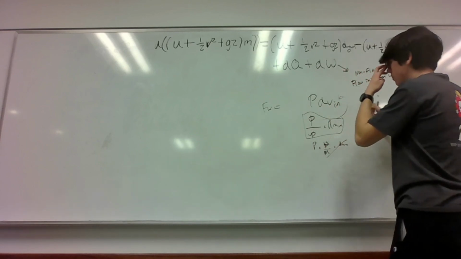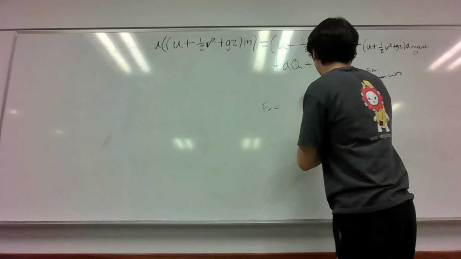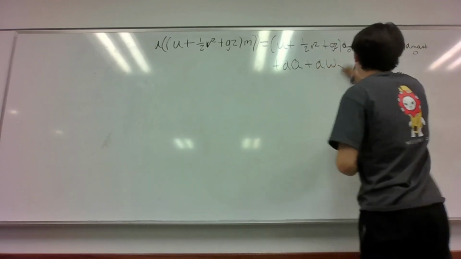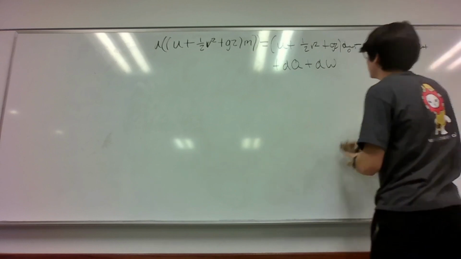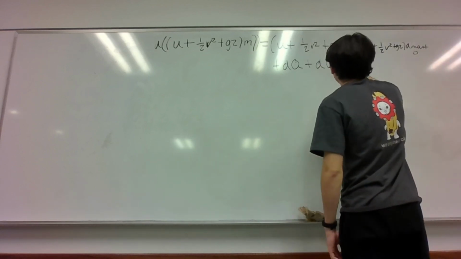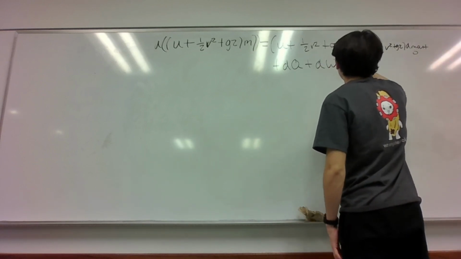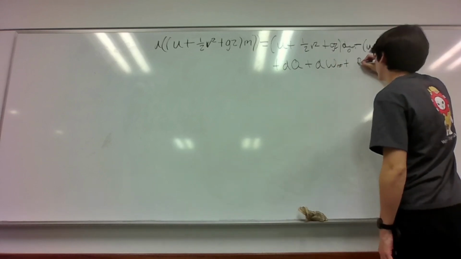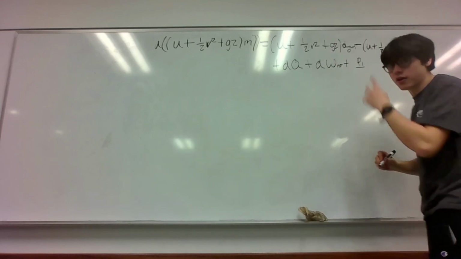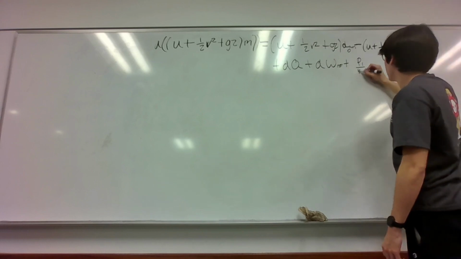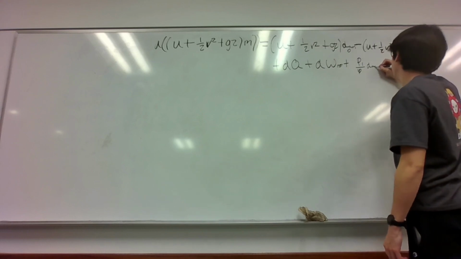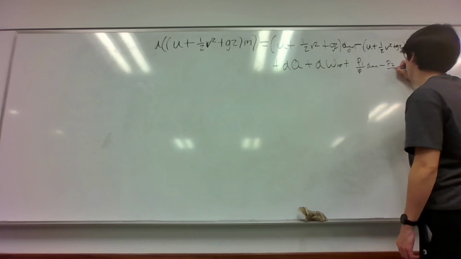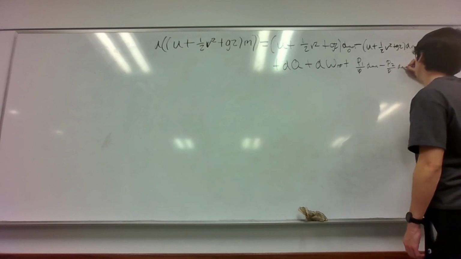So let's change our equation a little bit. Non-flow work plus P1, we'll say P1 is the pressure of the flow rate in, minus P2 over the density of dm out.